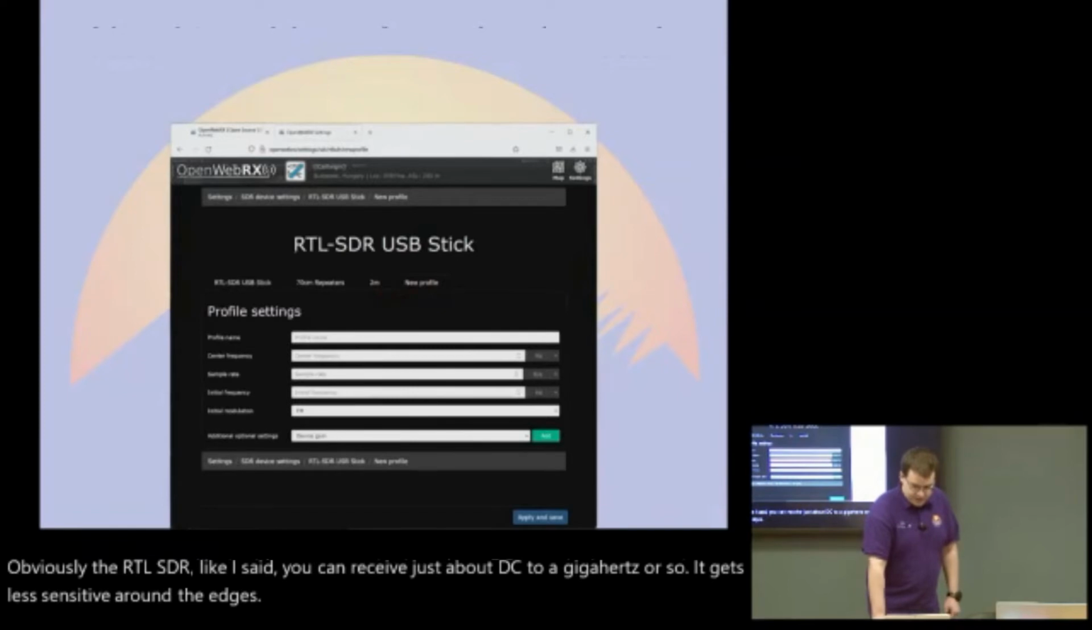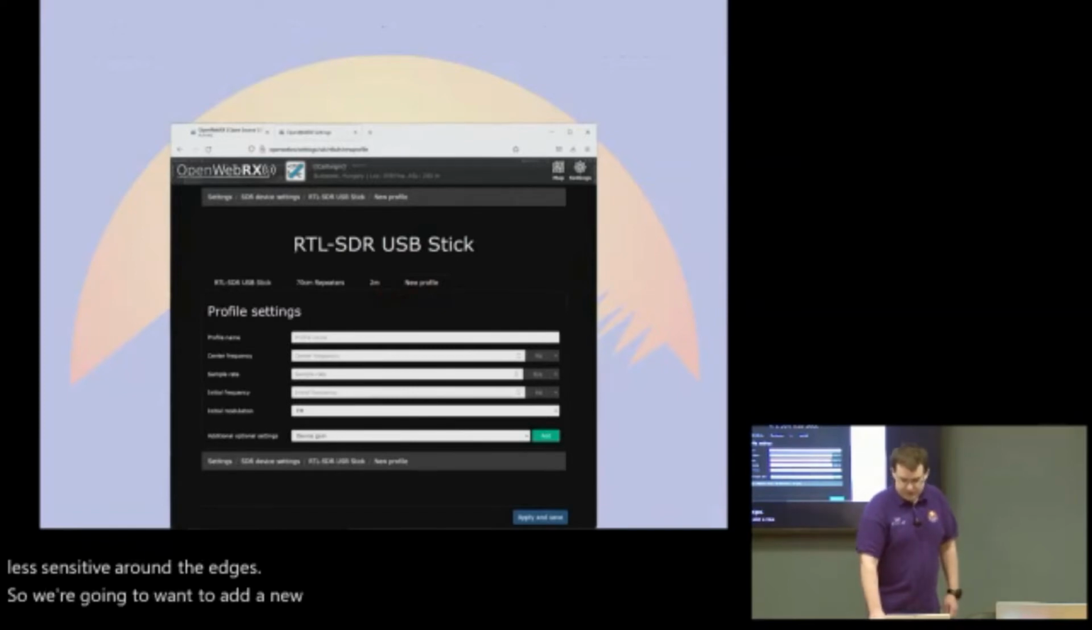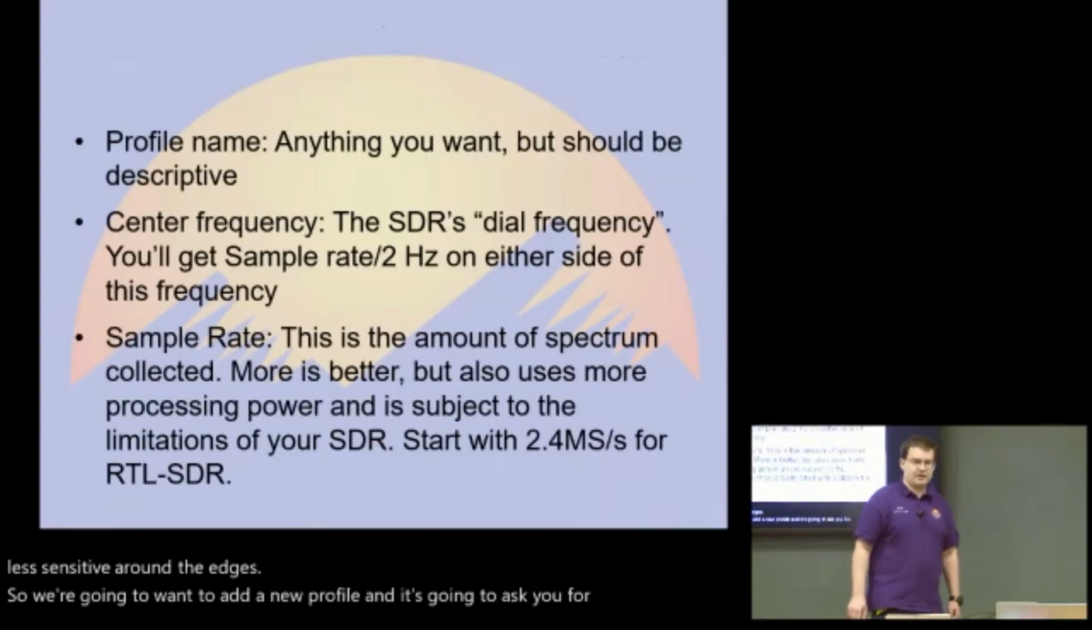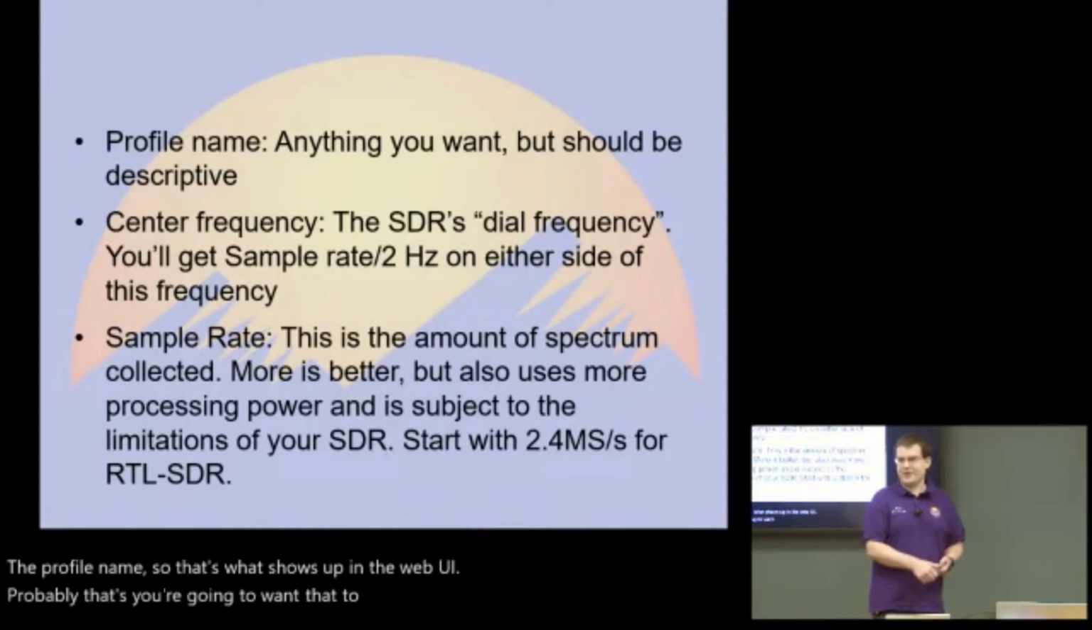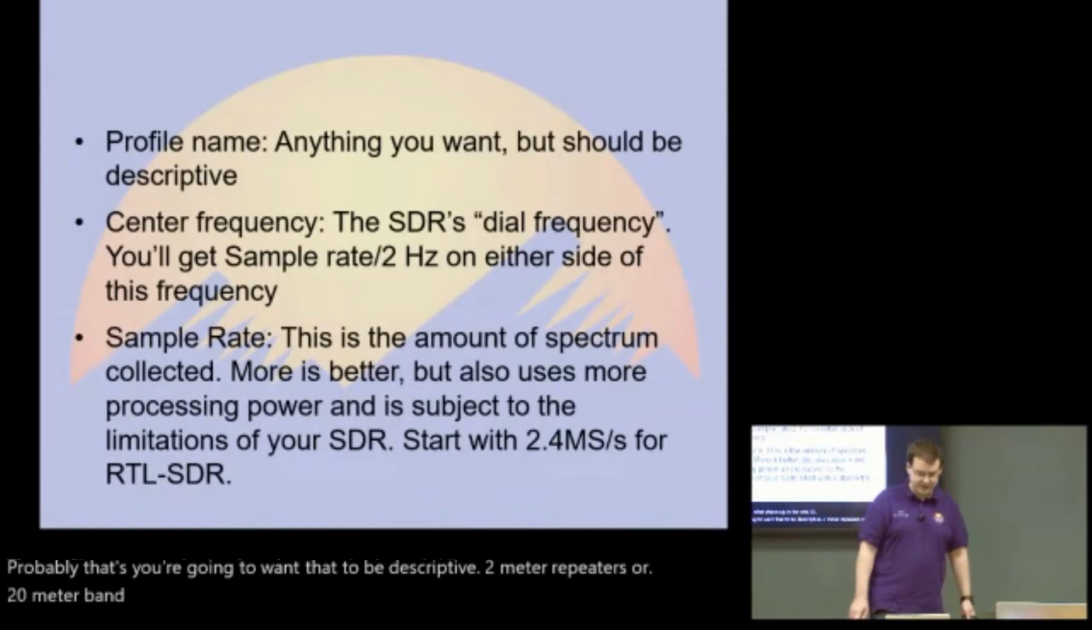So we're going to want to add a new profile, and it's going to ask you for some things. The profile name, that's what shows up in the web UI. You're going to want that to be descriptive, 2-meter repeaters or 20-meter band or whatever you want to put there. The center frequencies.